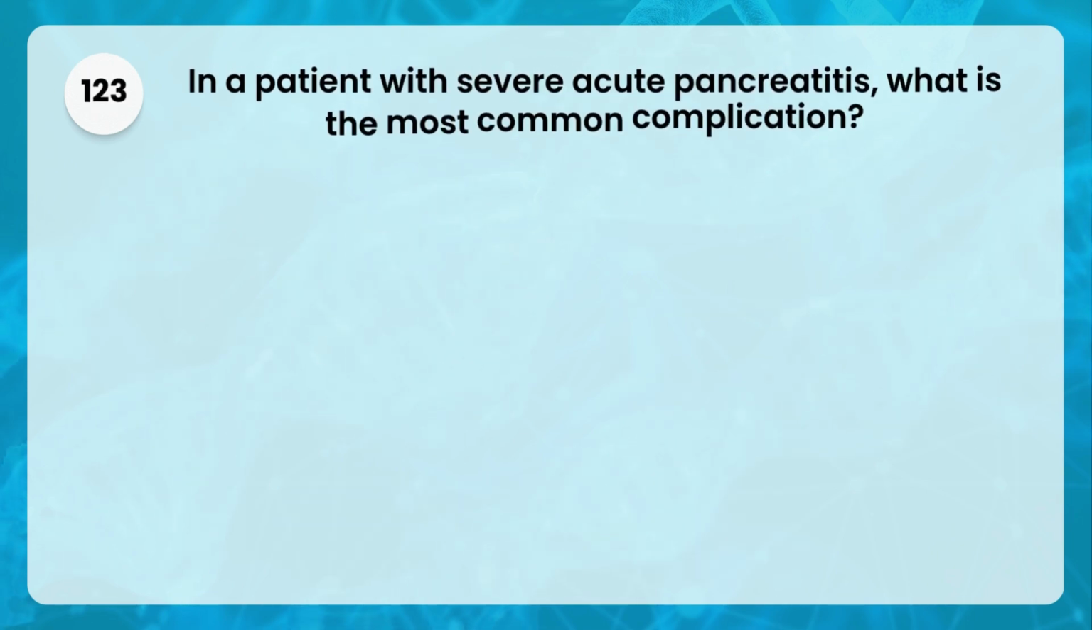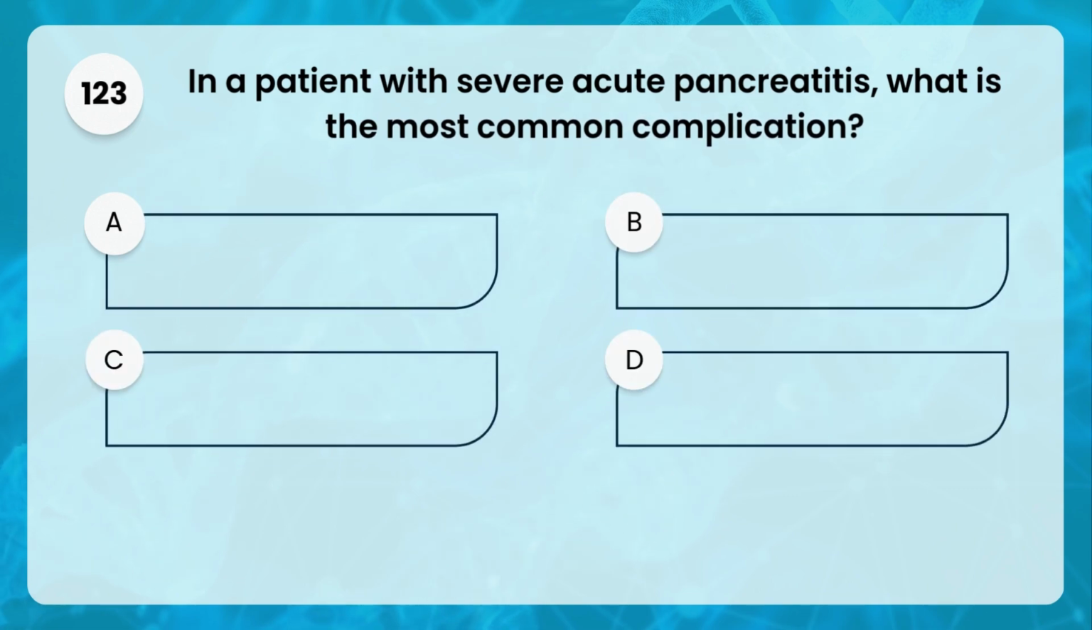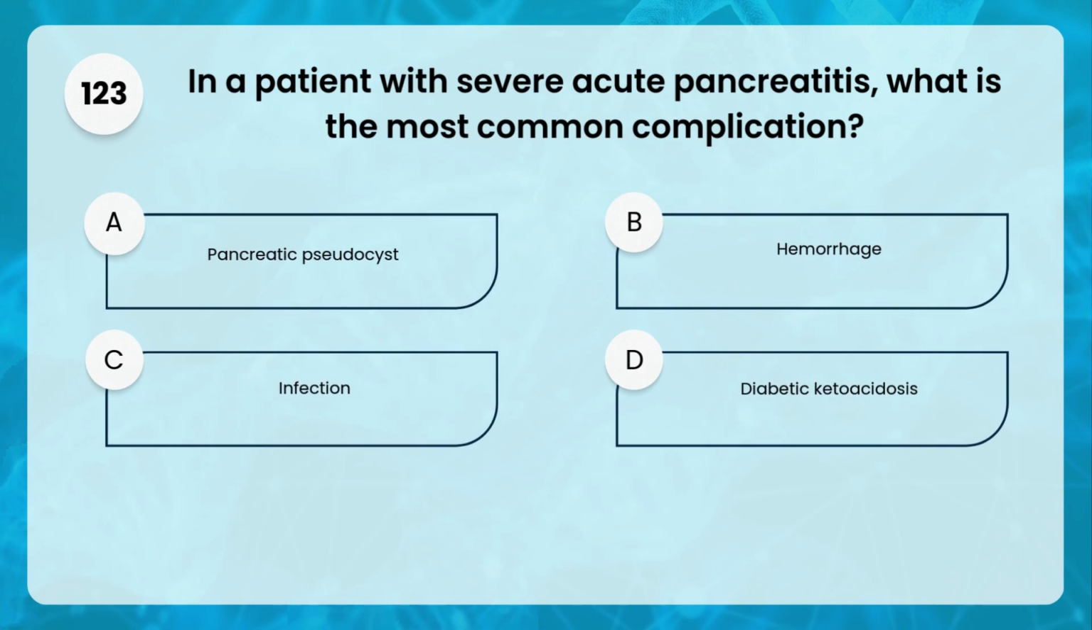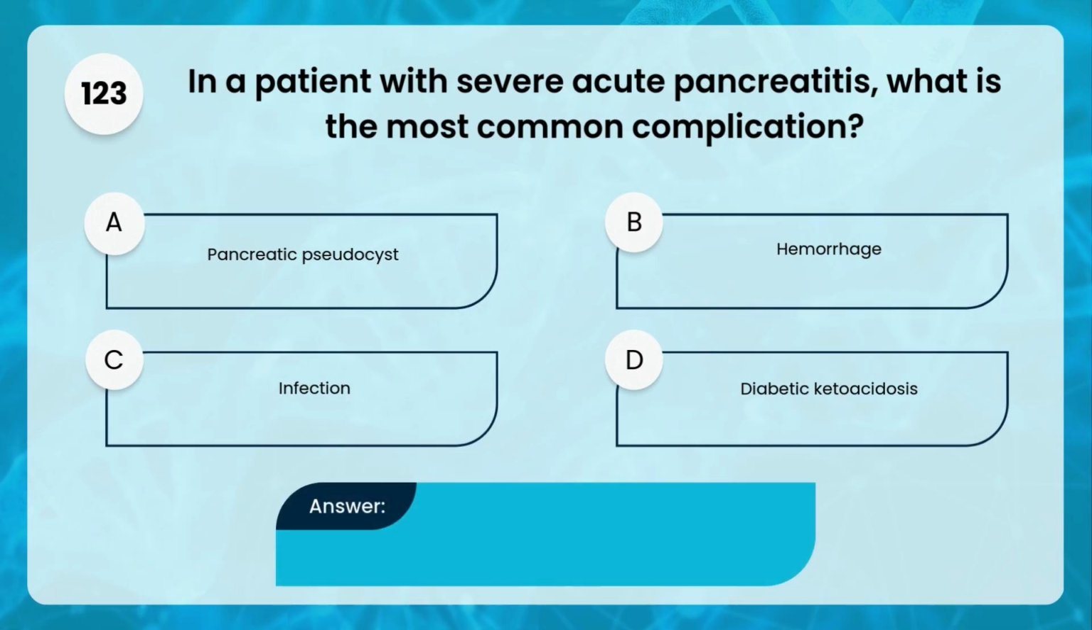123. In a patient with severe acute pancreatitis, what is the most common complication? A. Pancreatic pseudocyst. B. Hemorrhage. C. Infection. Or D. Diabetic ketoacidosis. The answer is C. Infection.